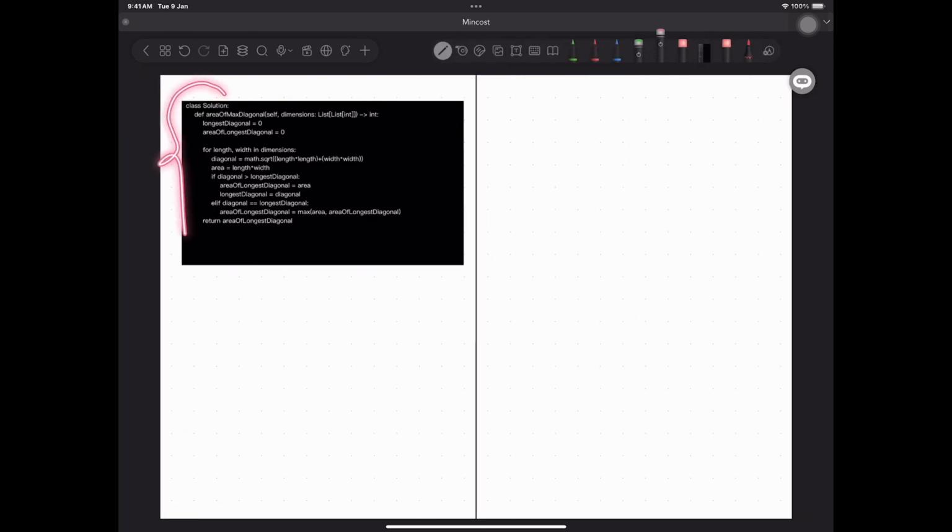This is the exact solution we have discussed before. We'll be traversing length and breadth, calculating the diagonal, and calculating the area. If the current diagonal is greater than the longest diagonal we have come across till now, then we'll be updating the area of the longest diagonal, and our current longest diagonal will be this. When the diagonal remains equal, then we'll be updating the maximum.